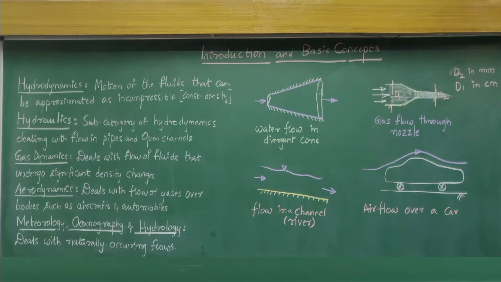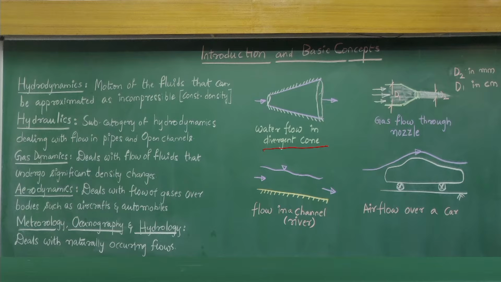Now, if you look at the topics related to motion of the fluid, when it can be approximated as incompressible flow, that means the density of the fluid does not change, or if it changes, it does not change significantly compared to the other flow variables. The flow problems which consider that type we call hydrodynamics problems. For example, water flow in a divergent cone, where the flow comes in one side and goes out. In this case, there is no considerable change of fluid density, so we can approximate the fluid density as constant and the flow as incompressible.